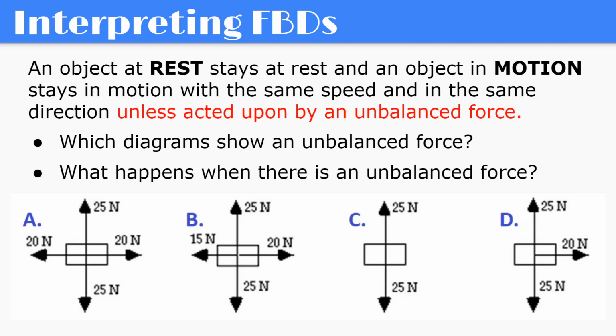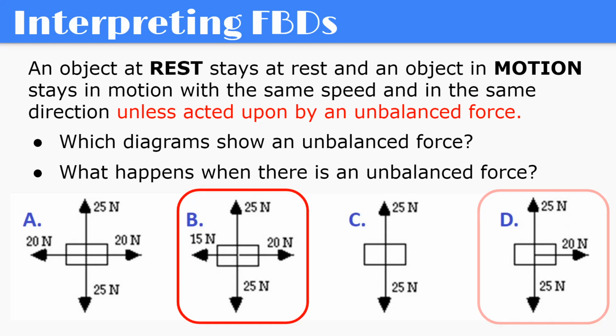So again, an object at rest stays at rest. An object in motion stays in motion with the same speed and in the same direction. That's a longer way of saying with the same velocity. Okay, unless acted on by an unbalanced force. So which ones show an unbalanced force? Well, of course, that's going to be the ones where the forces don't cancel. That's B and D. And when there is an unbalanced force, we of course have acceleration. They have changes in their state of motion. Okay, so these two would have acceleration.